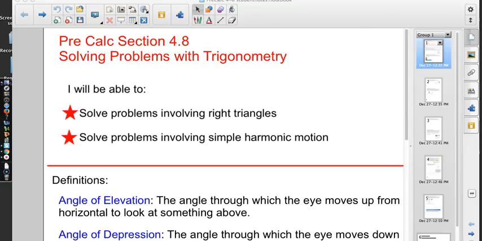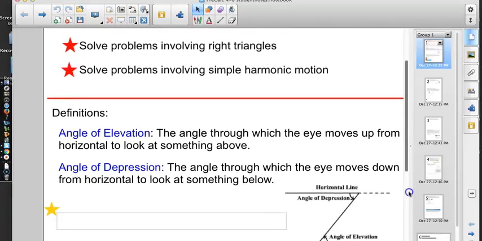Alrighty, so 4A. These are our application problems here. Solving problems with trigonometry. We want to solve problems involving right triangles and solve problems involving simple harmonic motion, but that's going to be Monday. We've got quite a bit to get through before we can get to simple harmonic motion.